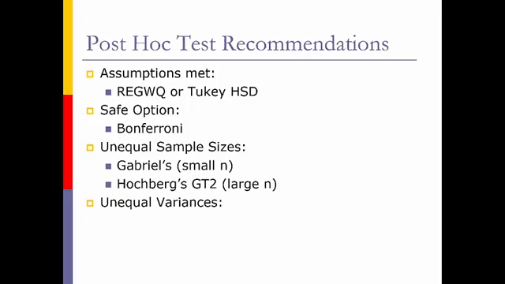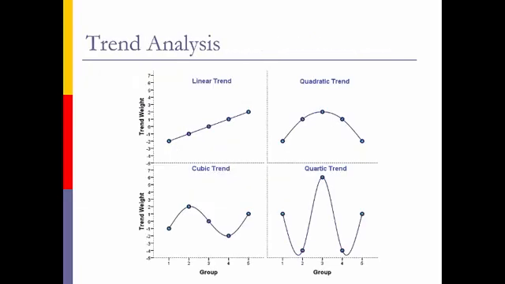If you have unequal sample sizes, you can use either Gabriel's or Hochberg's, depending upon the sample size that you have. If you have less than 10 in your sample size, you should use Gabriel's. If you have more than 10 or so, a large sample size, use Hochberg's. If you have unequal variances, always use Games-Howell. It's the one that has the most power. So that's the easy summary. It eliminates the 18 down to 6 options. Hopefully that makes you a little bit happier.